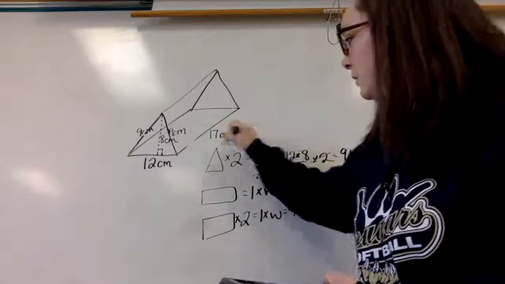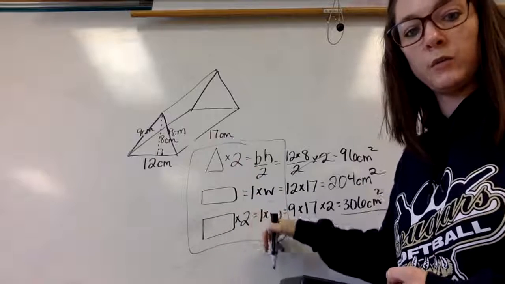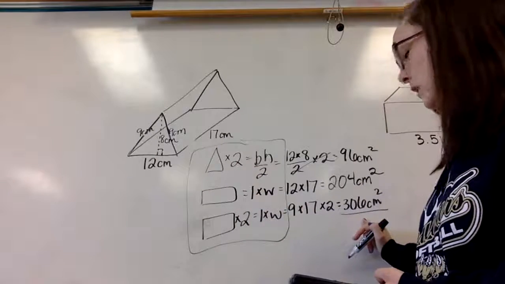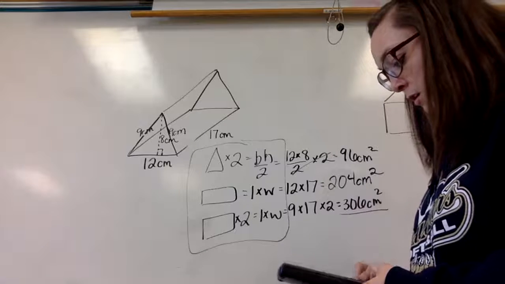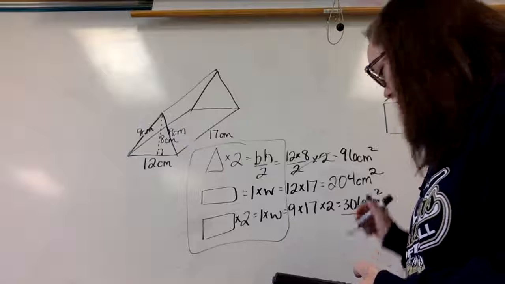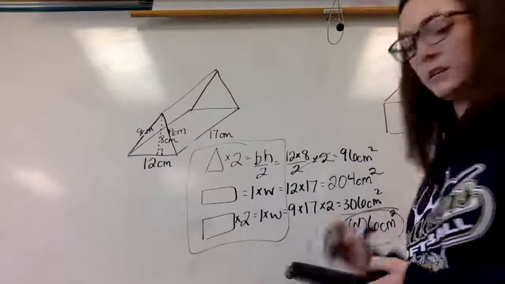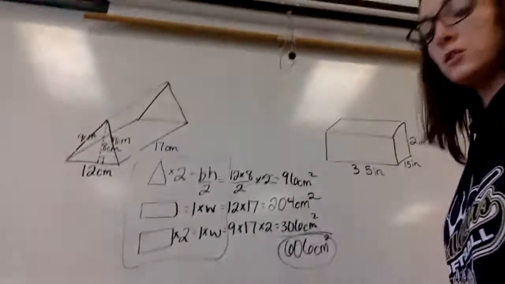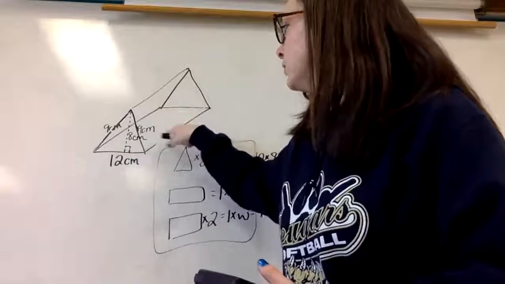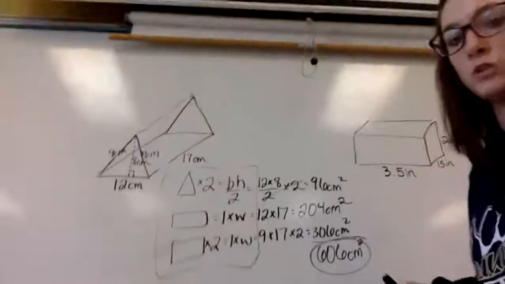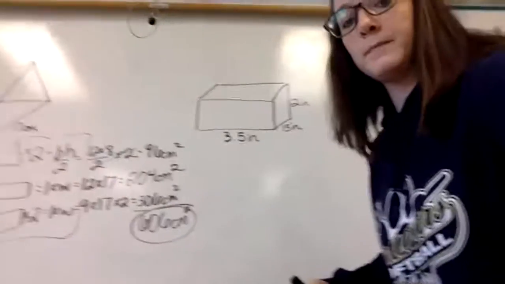So first step is to write what the shapes are, write your formula, plug in your numbers. Second step will be to calculate it. The last step is add all of these surface areas together. So you should get 606 centimeters squared, if I did that right. Okay, so that's a triangular prism. So obviously triangular prism, there's 3 rectangles, 2 triangles, right? 5 total shapes.